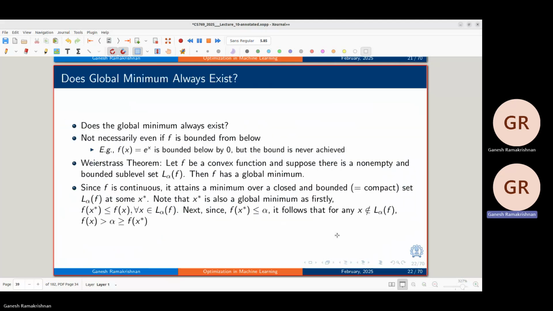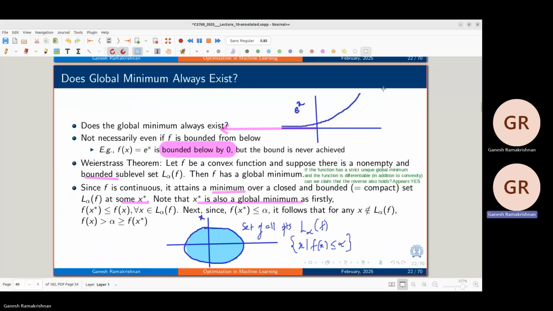Okay, so then a slightly associated question, right? Now, does a global minimum always exist? I've considered this function e raised to x. Is e raised to x convex? It's convex, right? Does it have a global minimum? How does it look? If you plot it, it's bounded below by 0. As x tends to minus infinity, e raised to x tends to 0. So it goes like this. So does it have a global minimum? It doesn't have one, but it is lower bounded.